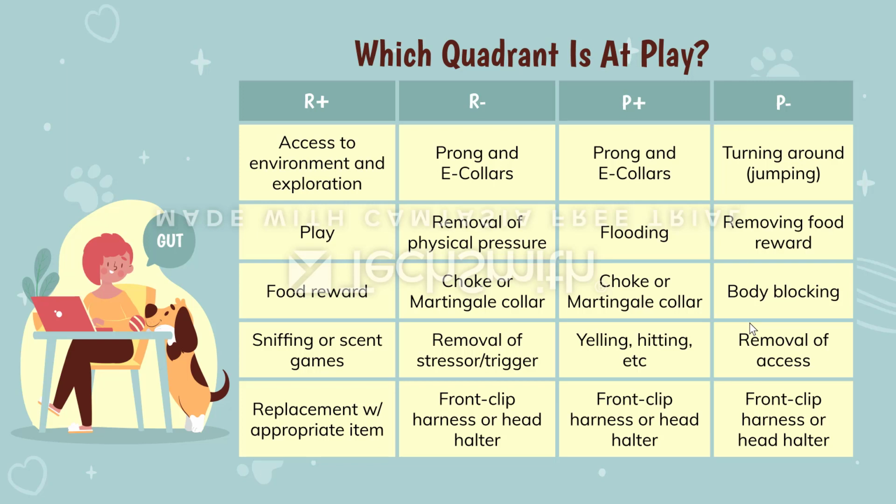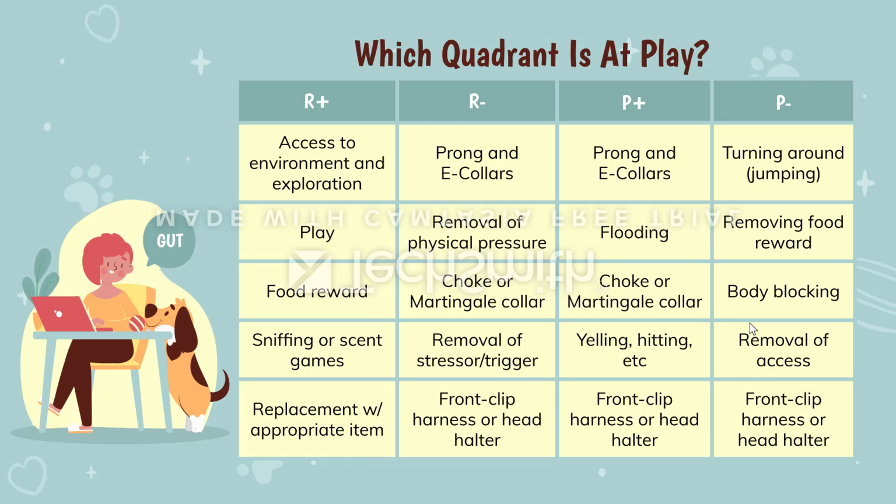And you can see a lot of these are also positive punishers. So the prong and the e-collar, the application of that stimulus, and same with choke and martingale collars, the application of the stimulus in response to the undesired behavior is a positive punisher. So choke, martingale, and prong collars, this is the tightening of the collar. E-collars, this is the stim. Flooding is a positive punisher.